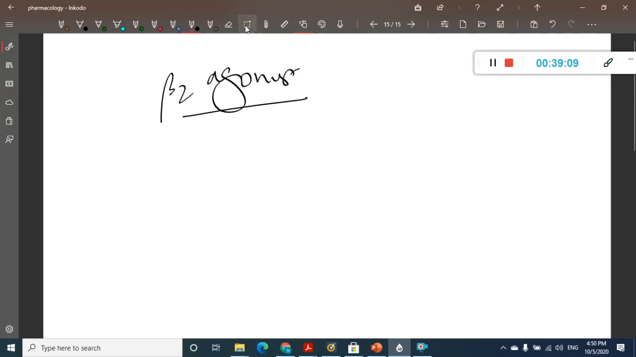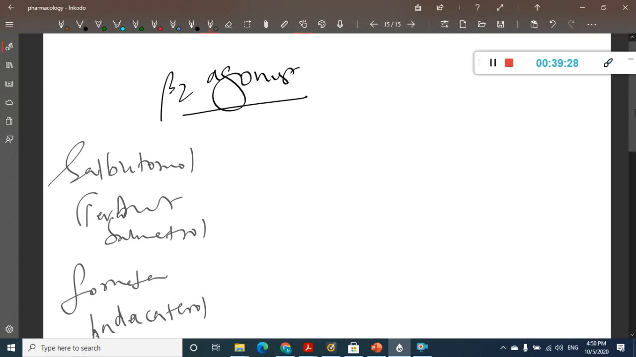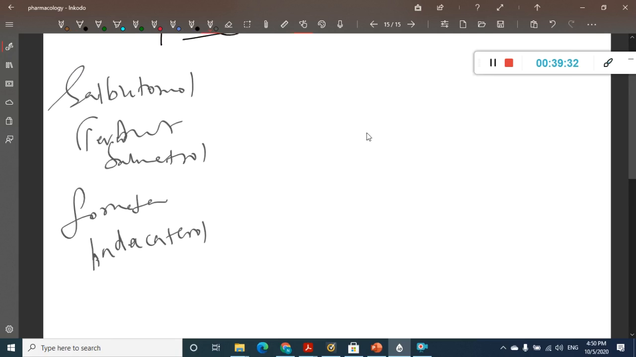Then the last group of drugs for this class is the beta 2 agonists. What are the beta 2 agonists? We have salbutamol, terbutaline, salmeterol, formoterol, and indacaterol. We have ritodrine and isoxsuprine.